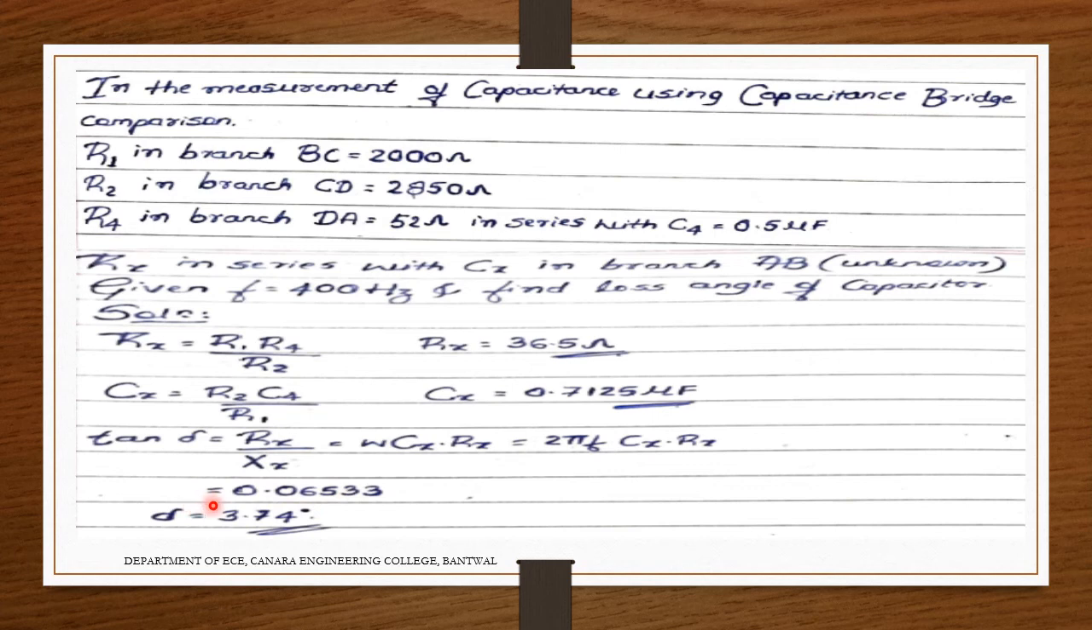Delta is equal to 3.74 degree. You have to do it in the calculator. Delta is equal to tan inverse of 0.06533. That time you will get delta is equal to 3.74. This is as simple as this. You just need to remember the formula. Tan delta is equal to, or we can say tan delta or anything, as is convenient, Rx divided by Xx.